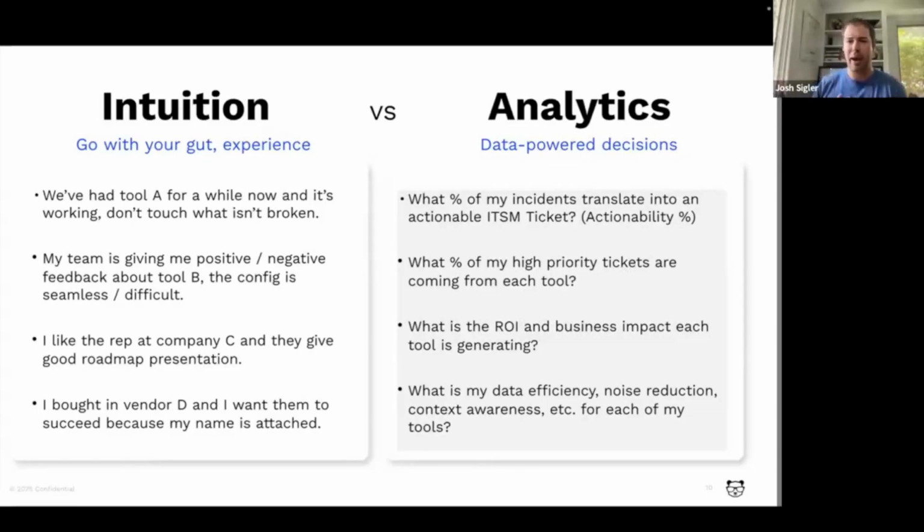But when we look at it from the data powered side of the analytics, it's a completely different set of questions or a different set of criteria. You're really asking about, well, how actionable are the incidents that are coming from my tools? Which tools are actually driving those high priority tickets so that I'm actually detecting issues before they become majors? What's my ROI? What's the business impact? How good is my noise reduction? How good is my context awareness? So you can really see how on one hand, the intuition-based approach has one set of questions. The data is actually asking a completely different set of criteria.